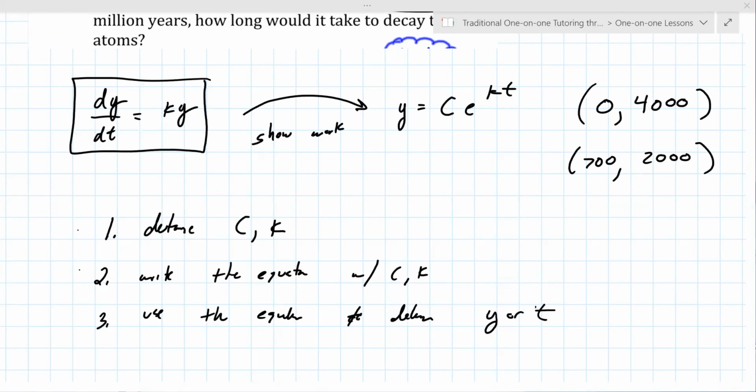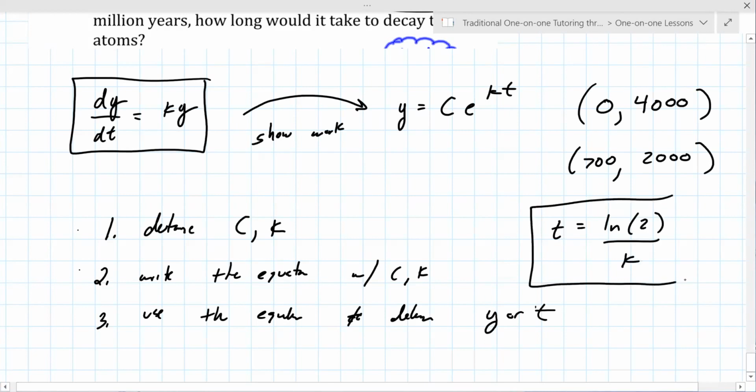Now there's a shortcut here. You saw this in your notes. The half-life T is equal to the natural log of 2 over K. This is sort of a shortcut. I don't know if you want to use this or not, or we can just put these numbers back into the equation. To use this, you're given the half-life T, which is 700 in this example. But let's just use the equations because that's more clear here.